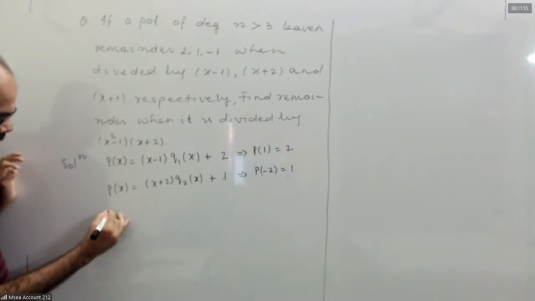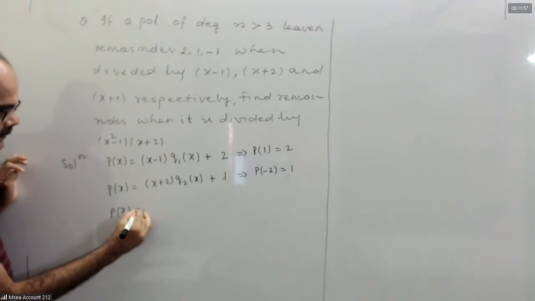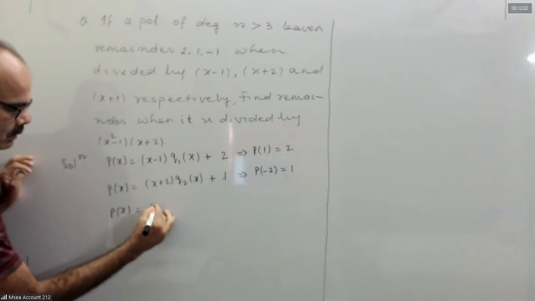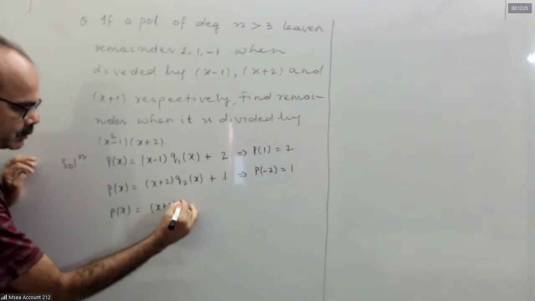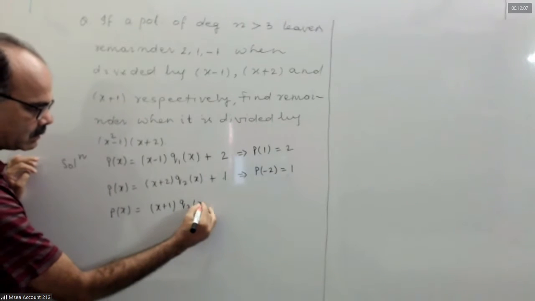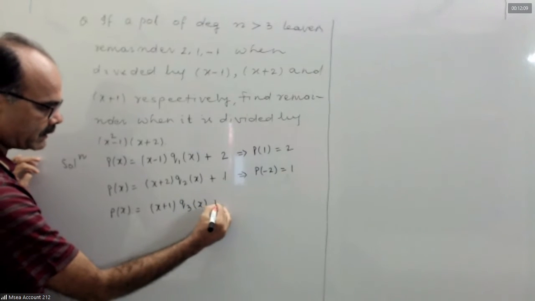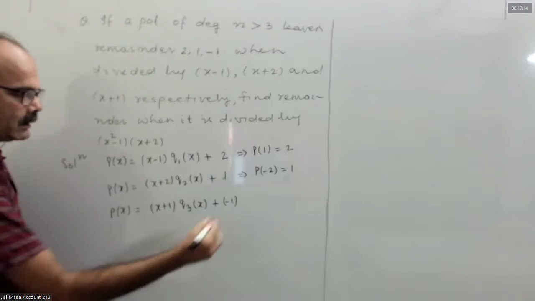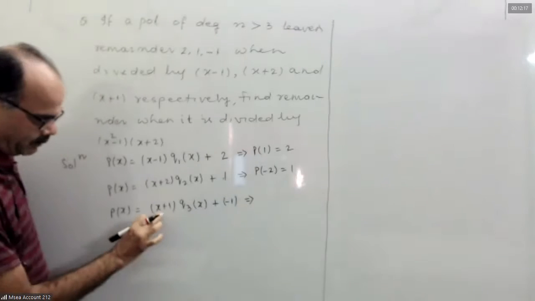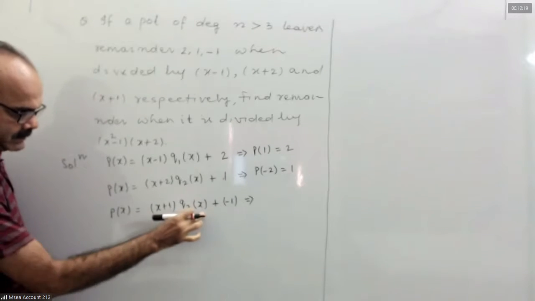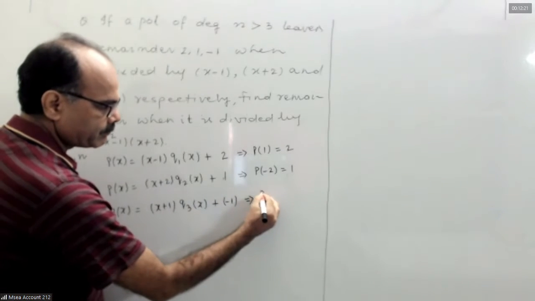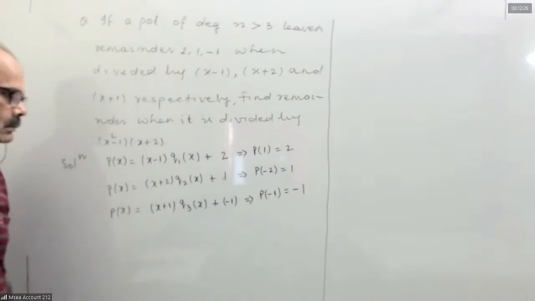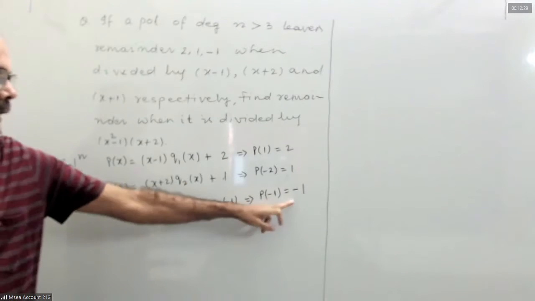Next, P of x, if you divide it by x plus 1, the quotient will be some other polynomial, plus remainder is minus 1. This implies, put x equal to minus 1, this will be 0. P of minus 1 is minus 1. Remainder is minus 1.